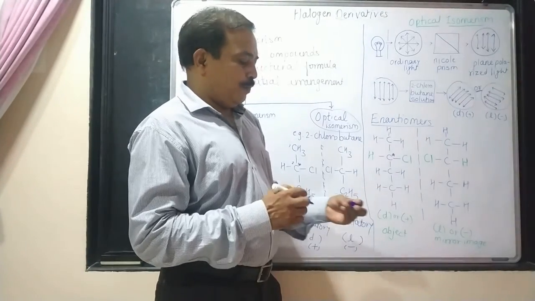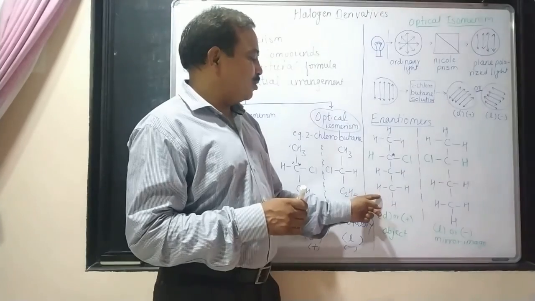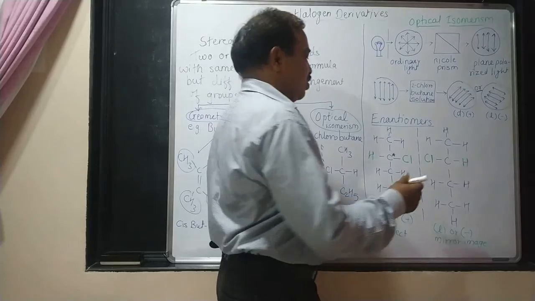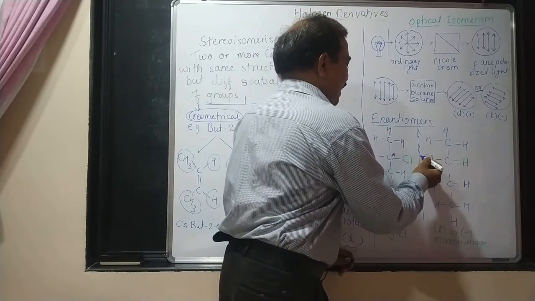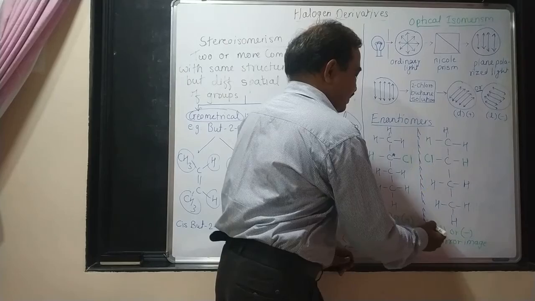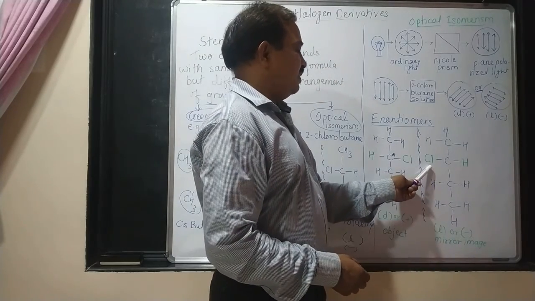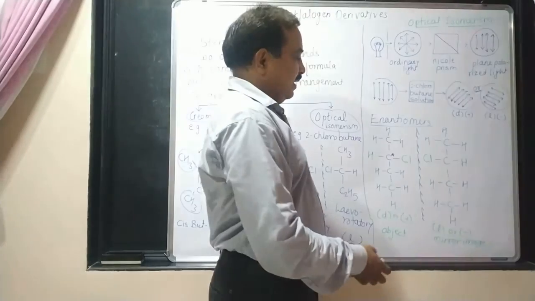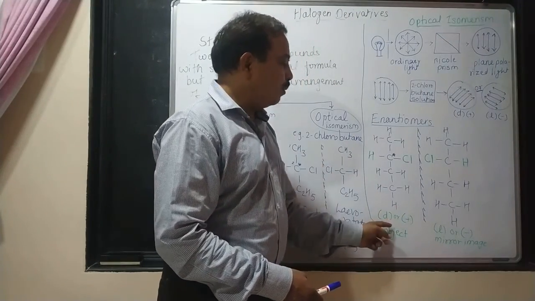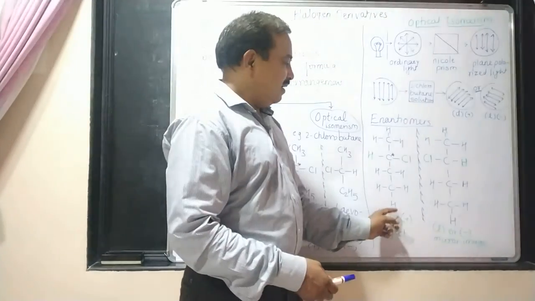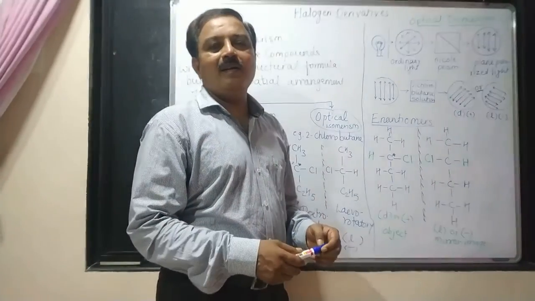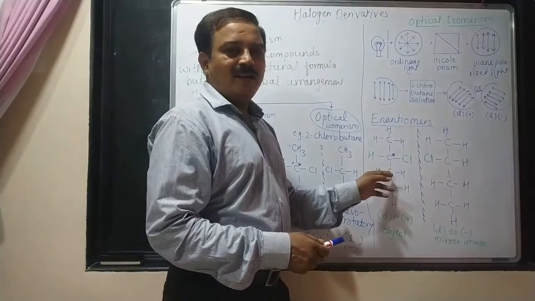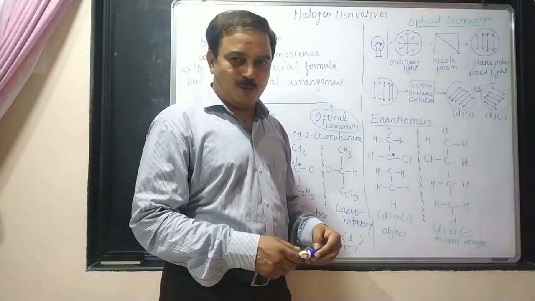Now here, an isomer of 2-chlorobutane, the dextrorotatory compound, is taken and observed in a mirror. How this is observed in a mirror is shown here. The position of the chlorine atom has been changed. If I compare the object and the mirror image, they will not be superimposable. So I will say that the object and mirror image are non-superimposable.